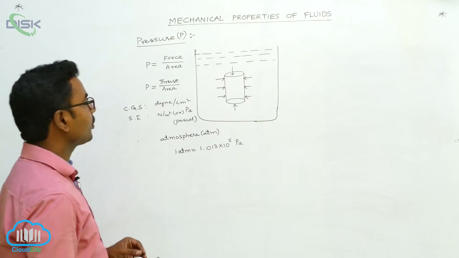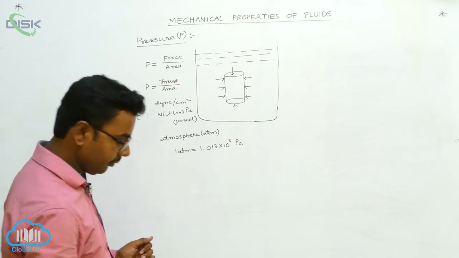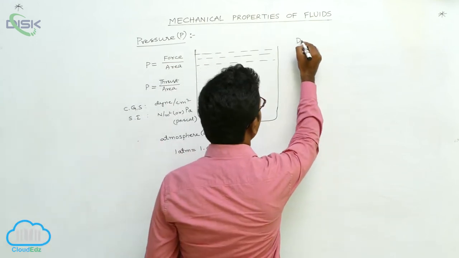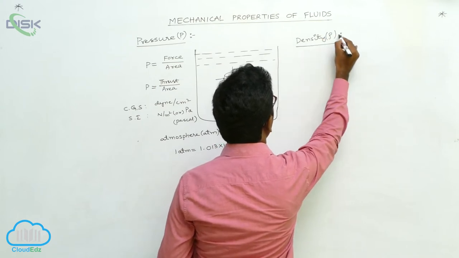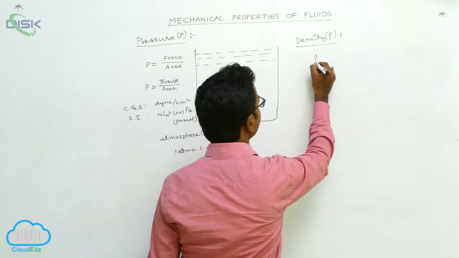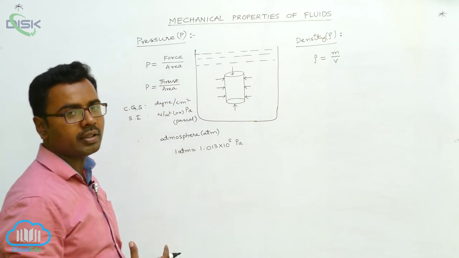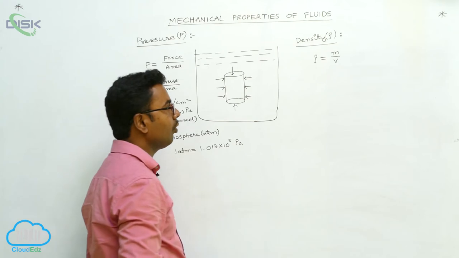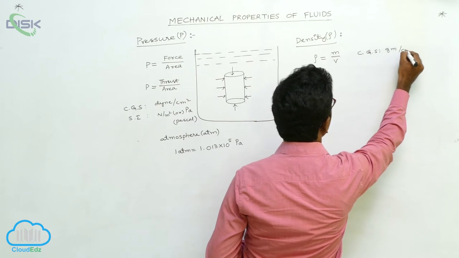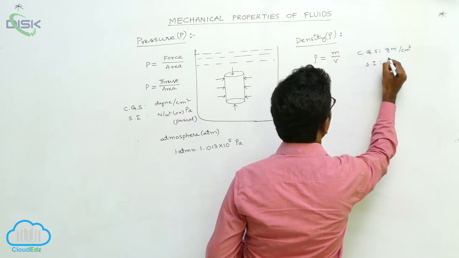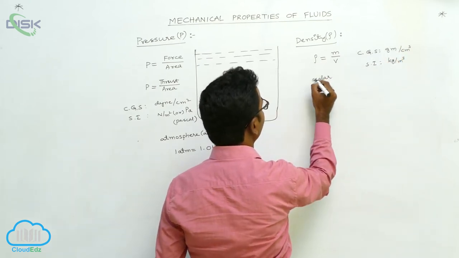This is about pressure. Pressure is nothing but the normal force acting per unit area. Then one more common property is density. How do we define density? Density is nothing but mass per unit volume, mass by volume. The density of a fluid is defined as mass per unit volume. Its CGS unit is gram per centimeter cube, and the SI unit is kilogram per meter cube. And density is also a scalar, it is not a vector.